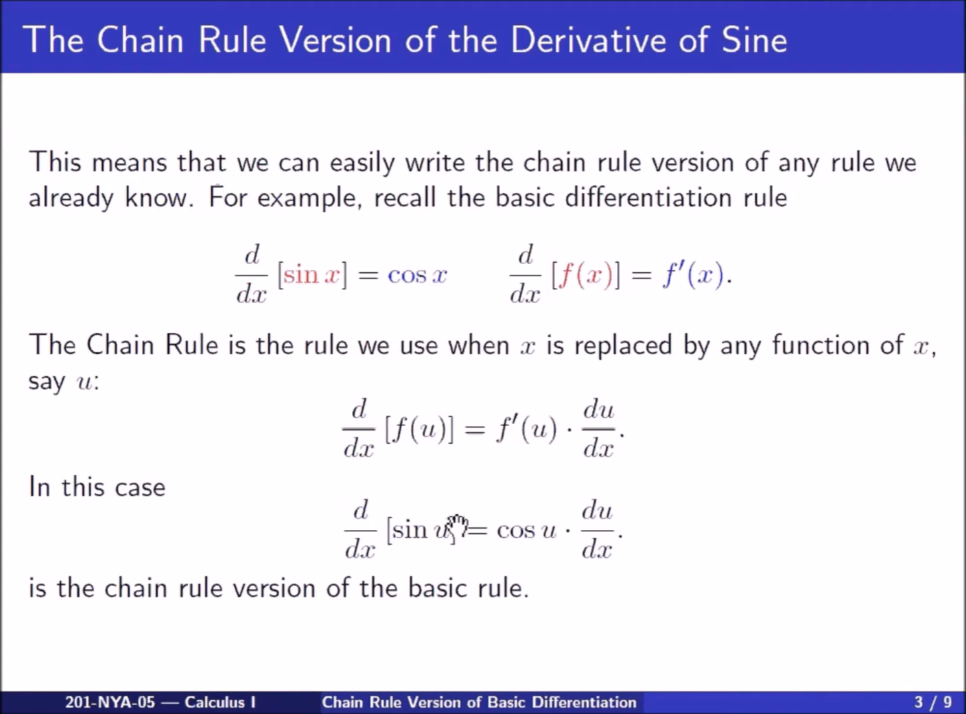So instead of having x now here, we have got u, which is a function of x. And again, the only difference is that on the other side, I not only have cos of u as the derivative, but I'll also have another factor, which is the derivative of the function u.